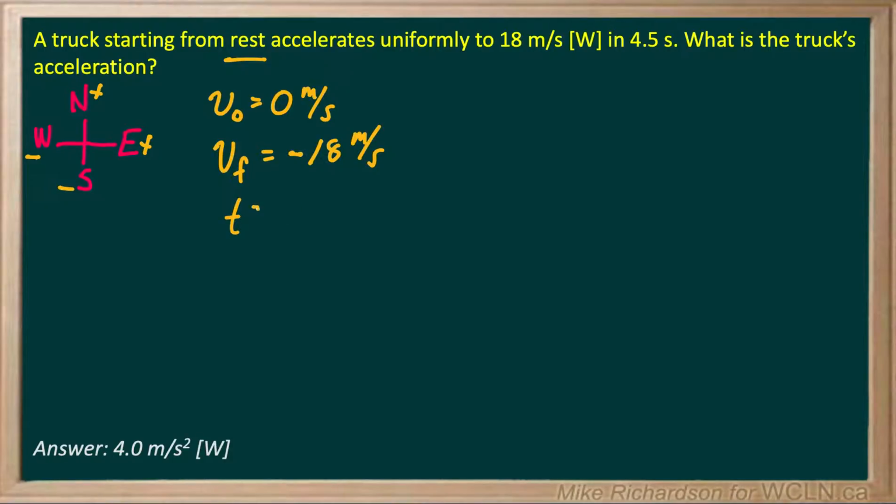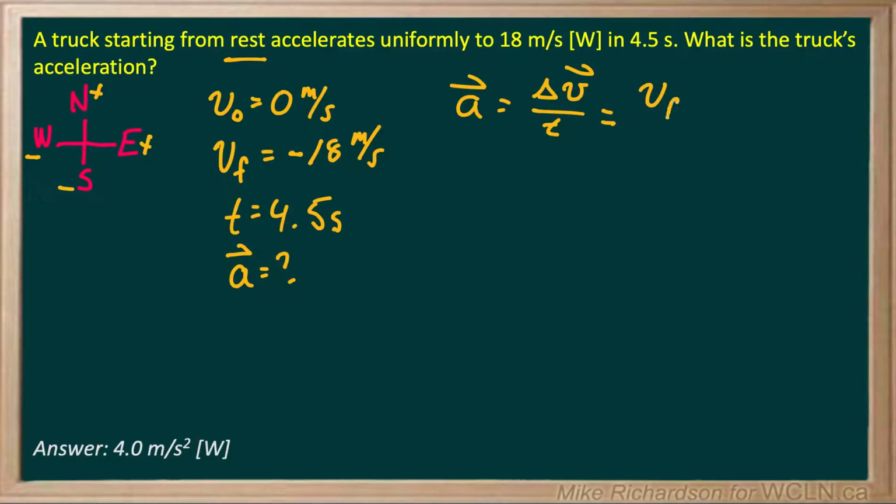And this takes a time of 4.5 seconds, and we're trying to find the truck's acceleration. So that's what we're looking for. Now acceleration is defined as the rate of change of velocity. So it's change in v over time. Now change in anything in physics is simply v final minus v initial. It's always final minus initial when you're using change in signs in physics. All of that would be divided by t.